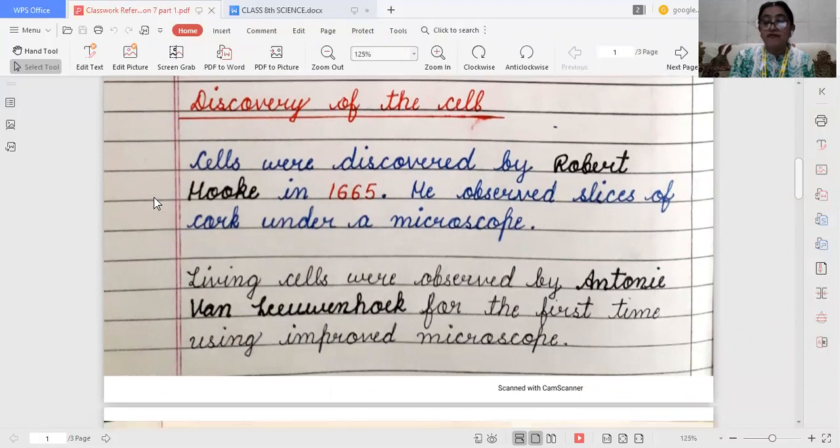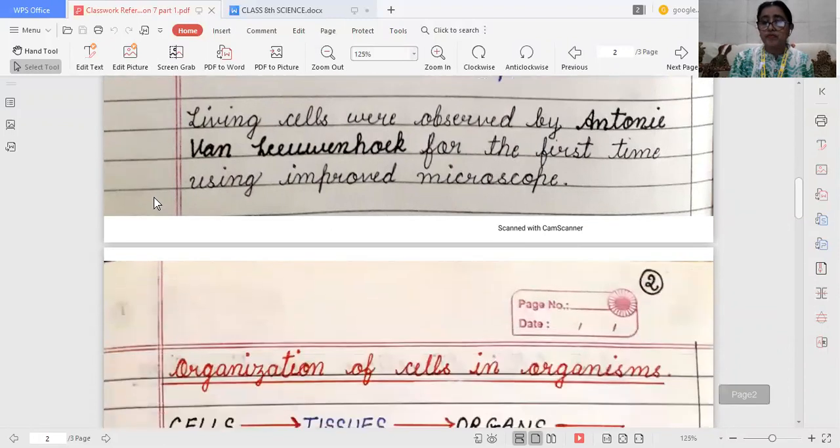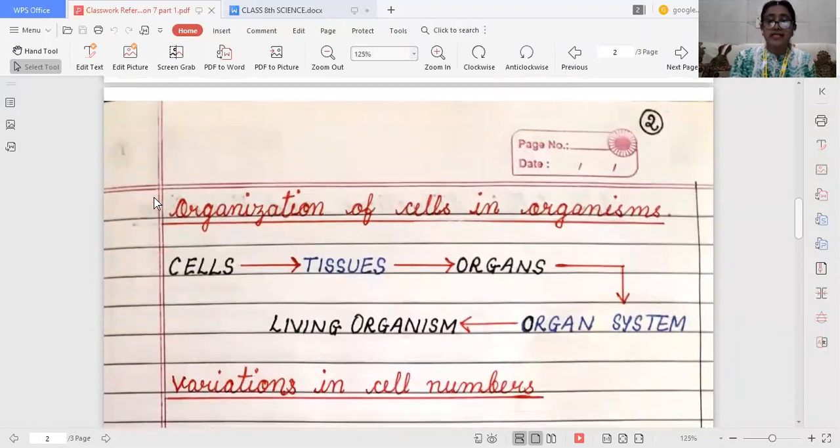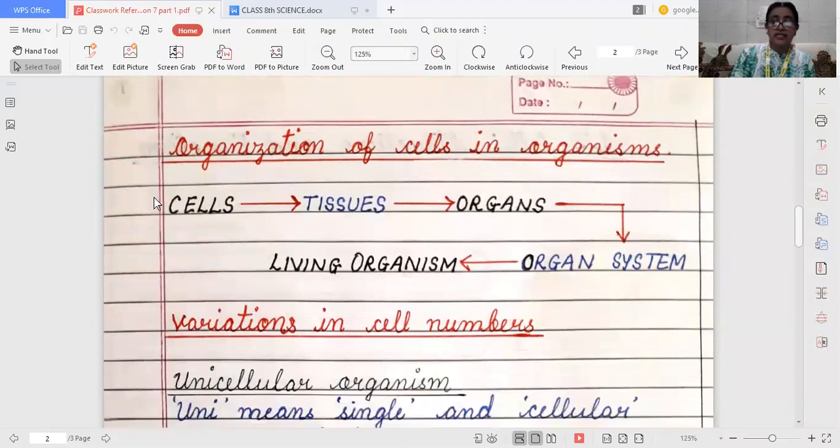But after this, later on, the living cells were observed by Antony van Leeuwenhoek for the first time using an improved microscope. Now comes the organization of cells in organisms, how they are organized.